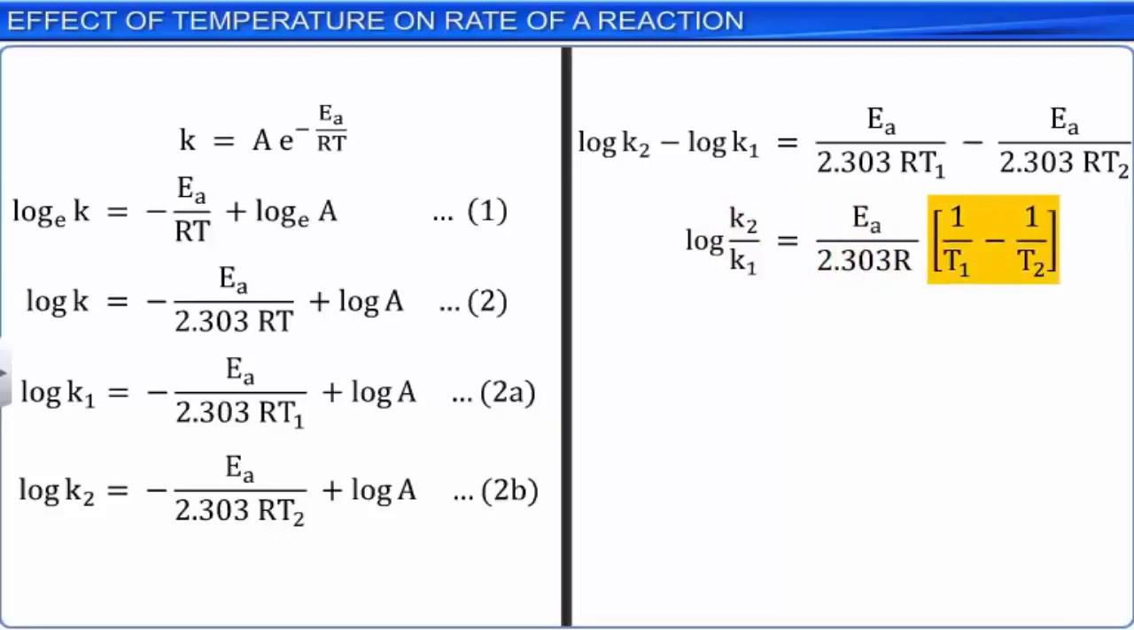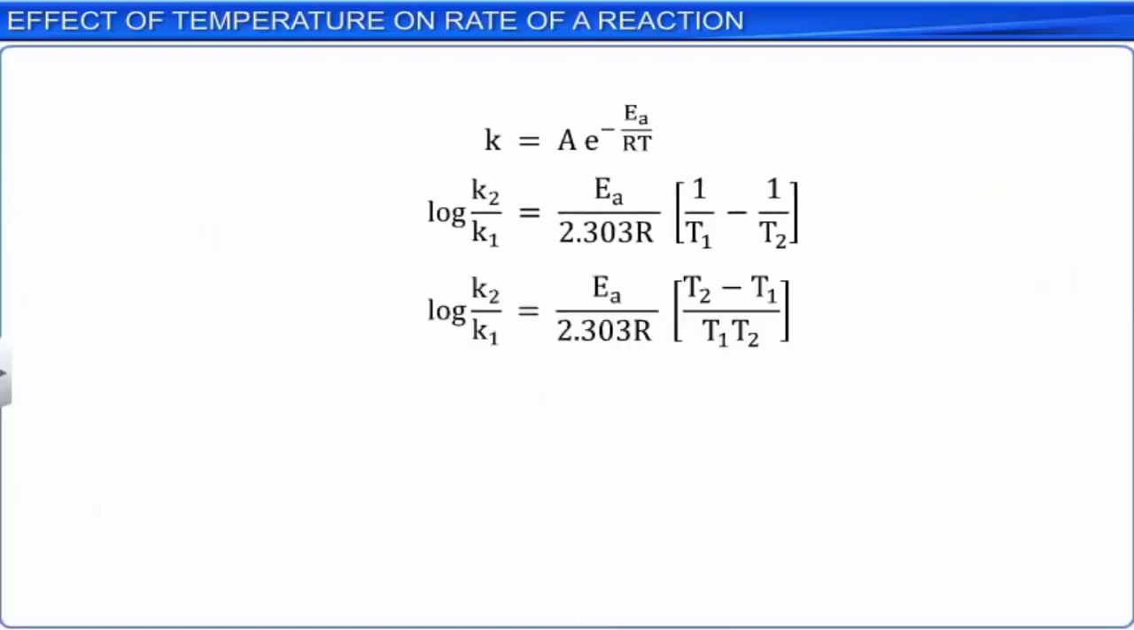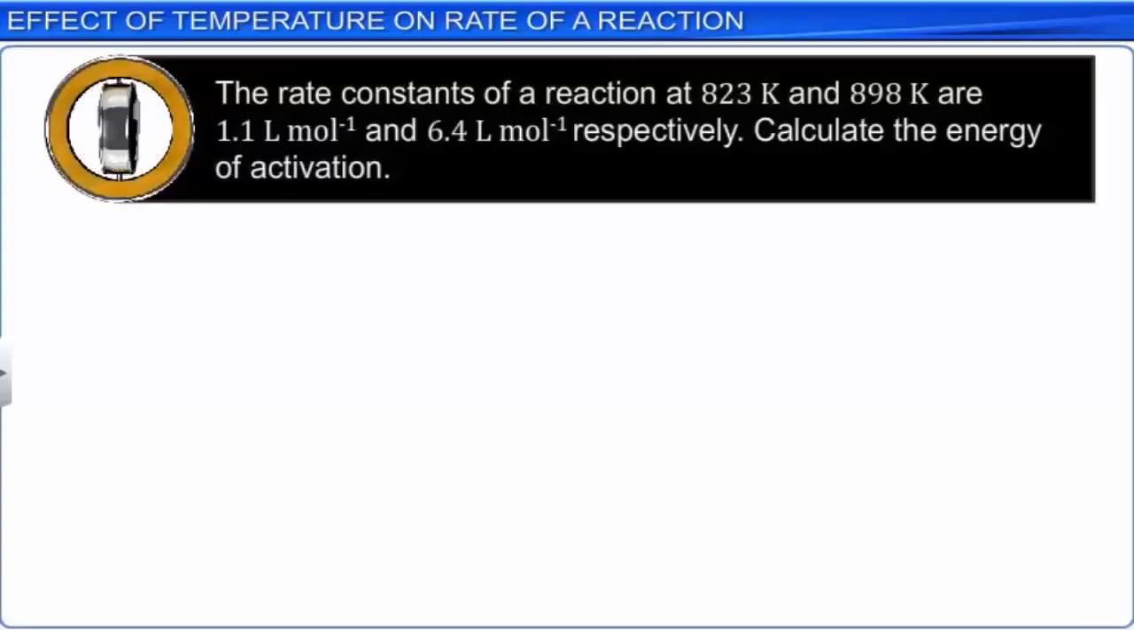Thus, the Arrhenius equation can be used to calculate the activation energy at different temperatures if the experimental values of the rate constants are known. Now let us solve a numerical problem. The rate constants of a reaction at 823 Kelvin and 898 Kelvin are 1.1 liters per mole and 6.4 liters per mole respectively. Calculate the energy of activation.